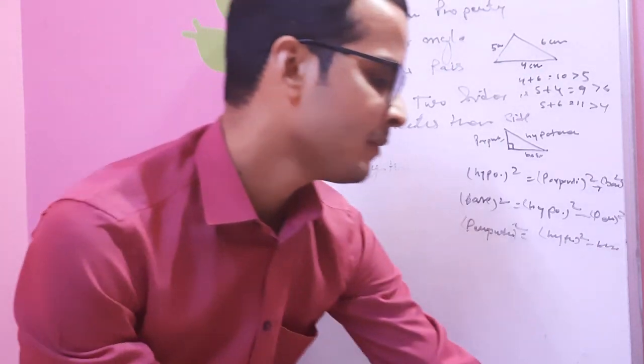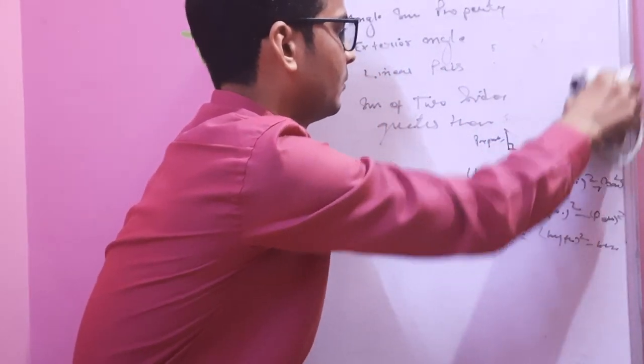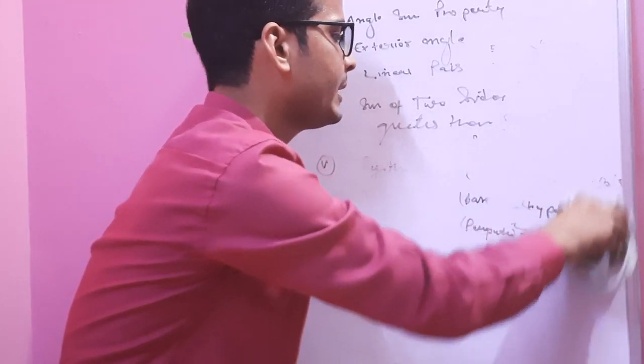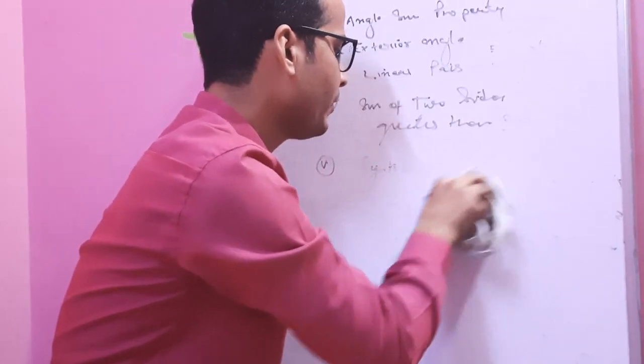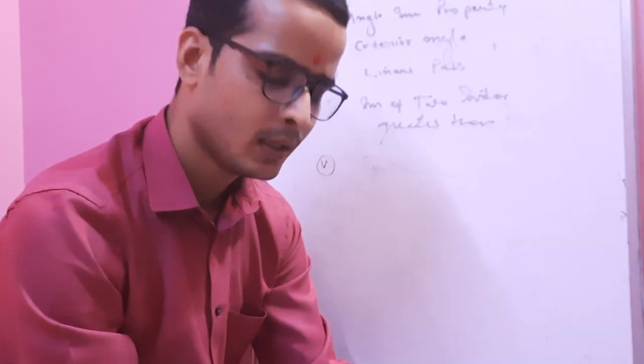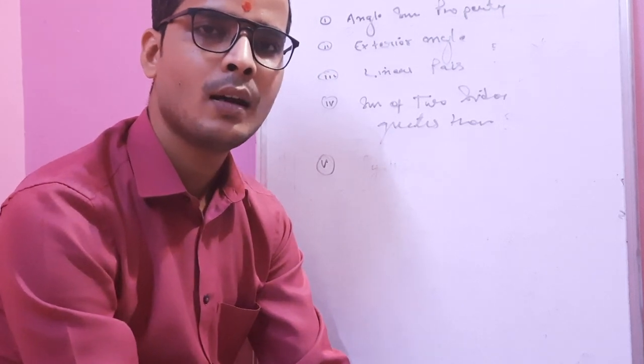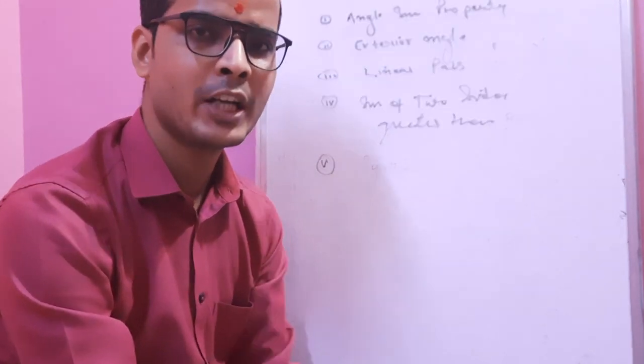So the first topic, I'm just going to erase this. Okay, so the first important topic is called angle sum property. Angle sum property. So you know that a triangle has 3 sides and 3 angles. That's why it is called triangle.